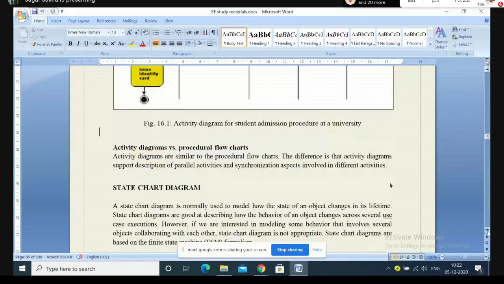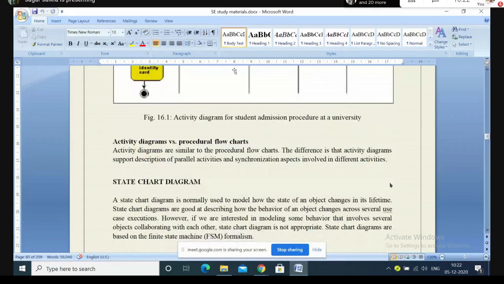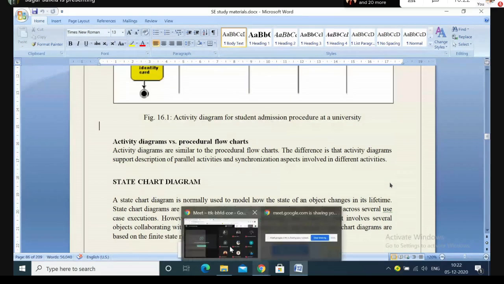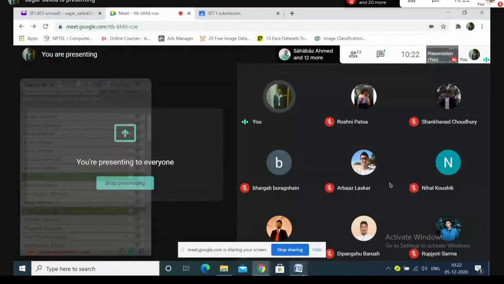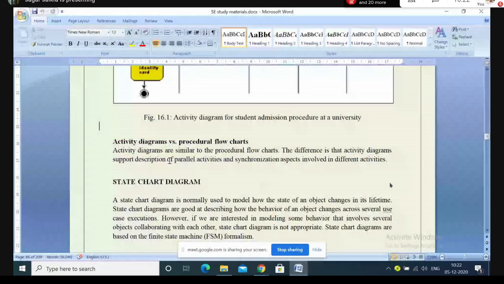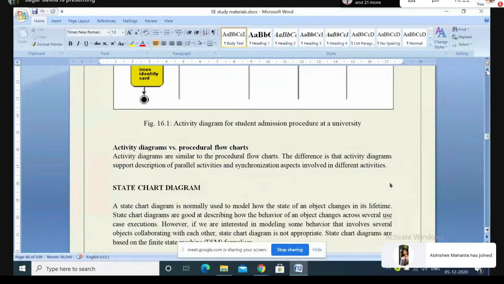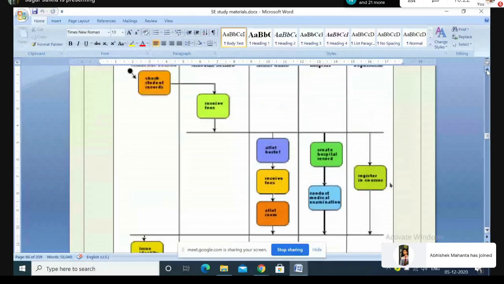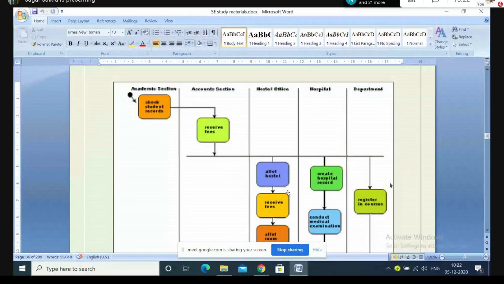Now, what is the difference between a flow chart and an activity diagram? Because a flow chart is also trying to show the sequence of how activities will take place. If someone asks you the difference, you can say that an activity diagram supports description of parallel activities. For example, in this instance, many things are going on in parallel. On one side, hostel allocation, hostel fees, and allotment of rooms for the hostel are being done.